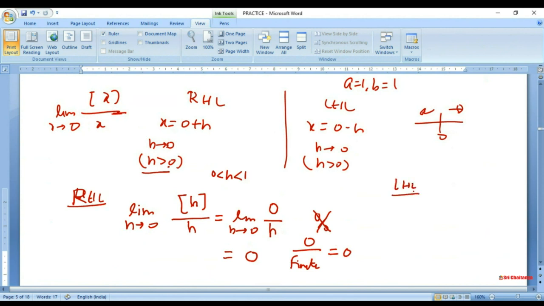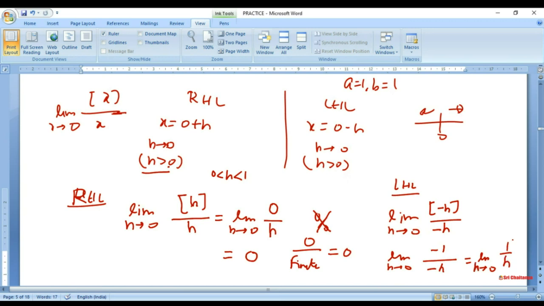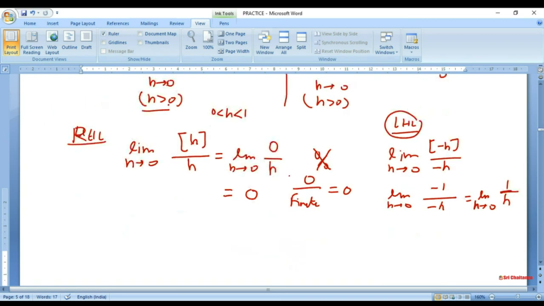Let's calculate the left hand limit. For that I need limit, still h tends to 0, h is positive. It is 0 minus h, so floor of minus h over minus h, and this time we'll get limit h tends to 0, floor of minus h. This is negative of 1 and negative of minus h, so that is limit h tends to 0, 1 over h. This limit does not exist, it blows up, it just goes to infinity. So because the left hand limit does not exist, even though the right hand does, overall the limit does not exist because LHL does not exist.